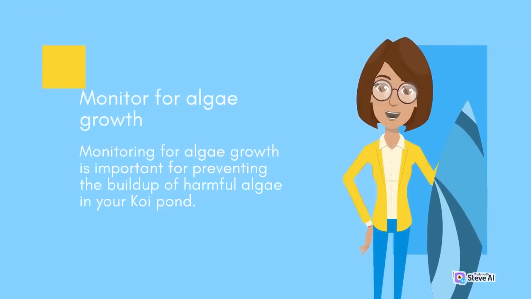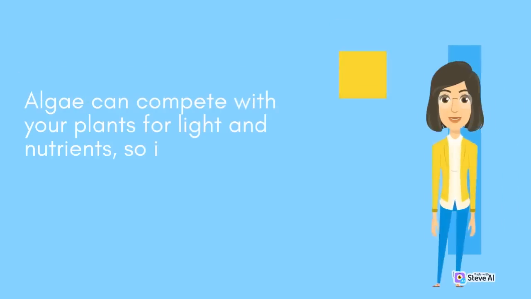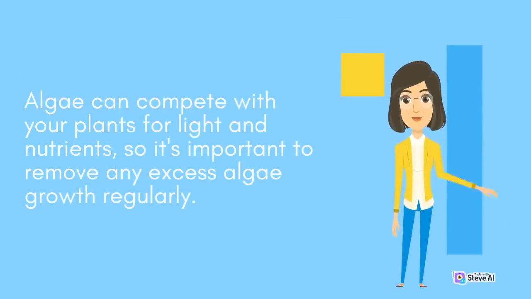Monitor for algae growth. Monitoring for algae growth is important for preventing the buildup of harmful algae in your koi pond. Algae can compete with your plants for light and nutrients, so it's important to remove any excess algae growth regularly.